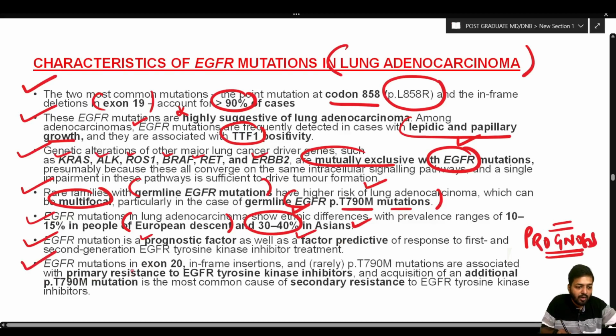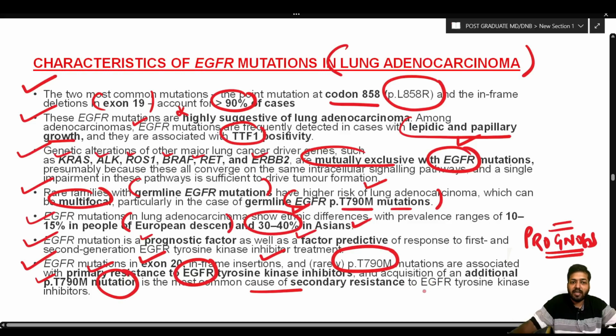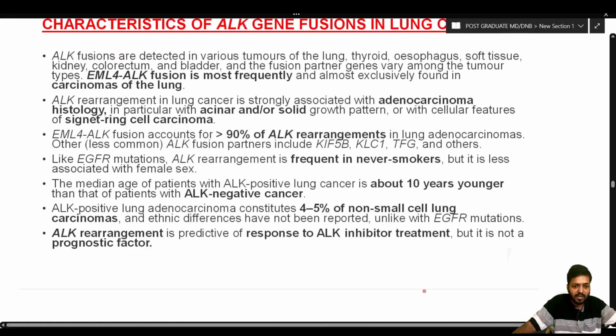EGFR mutation in exon 20 in-frame insertions and the primary T790M mutation are associated with primary resistance to the inhibitor therapy, and the acquisition of an additional T790M mutation is the most common cause of secondary resistance to the EGFR inhibitors. So these are some of the very important characteristic features of EGFR mutation in lung adenocarcinoma.